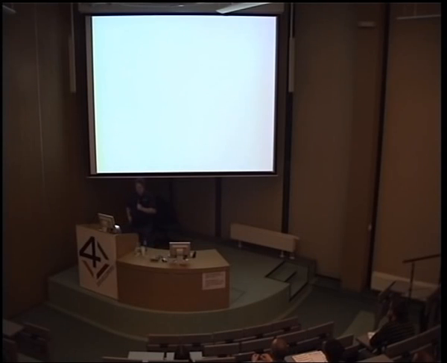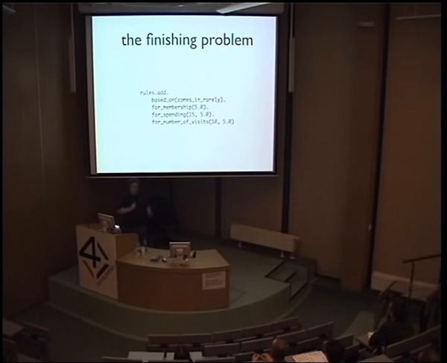This is what's known as the finishing problem with method chaining. The problem here is my rules.add. When I call add, if I try to persist this or anything else, none of this other code is actually executed yet. So it hasn't finished yet. And I really want it to finish at the proper time.